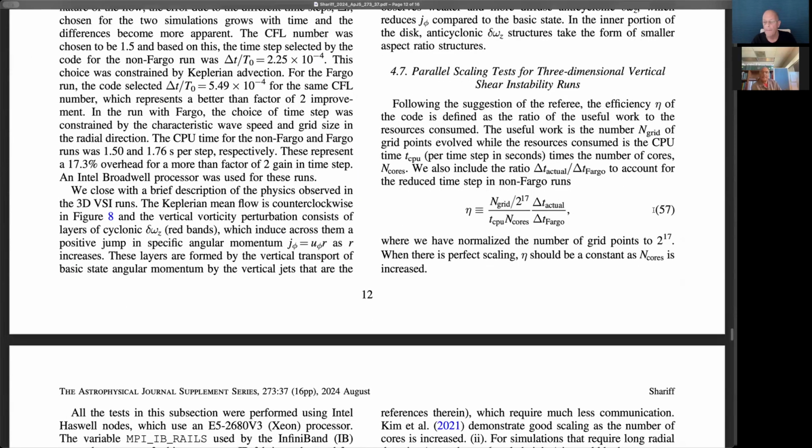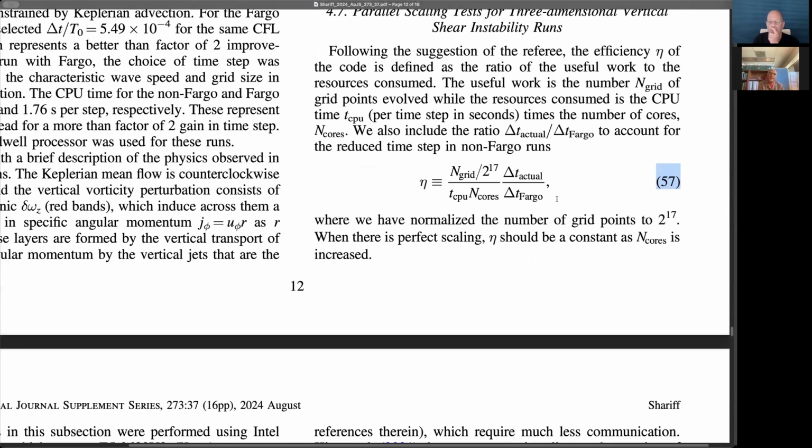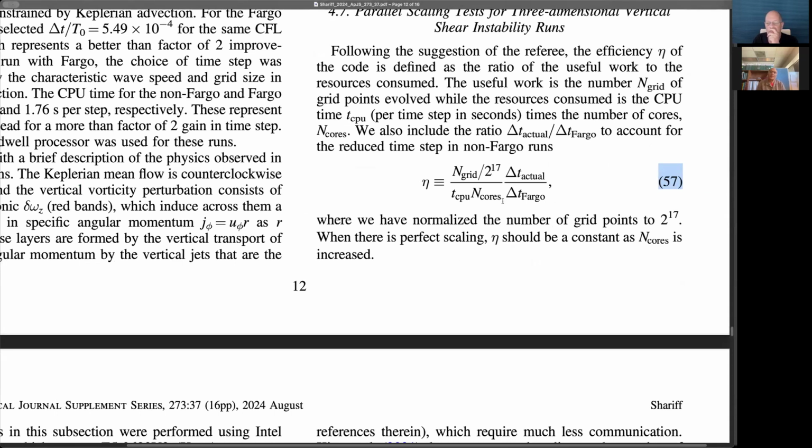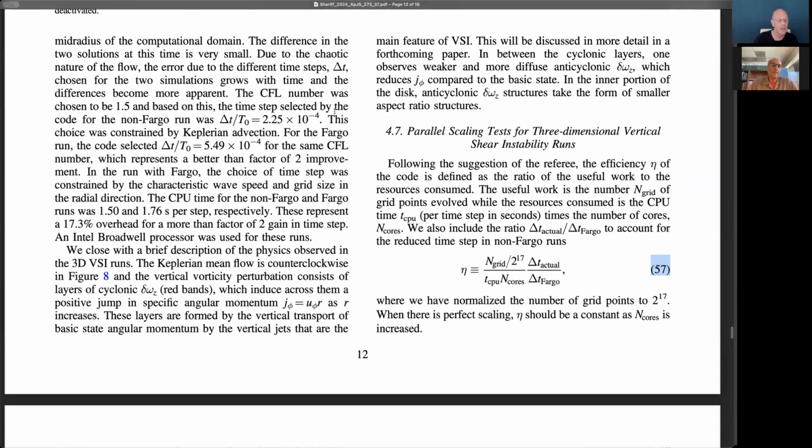So the efficiency is the number of grid points that you're evolving. And let's actually forget the time step factor for the moment. Let's assume that the actual time step is the same as the Fargo time step. So then in the numerator we just have the number of grid points normalized by 2 to the 7. And then in the denominator we have the resources we're expending to do the work. The resources is the wall clock time times the number of cores. That's how much the taxpayer is paying for this computer time. So that's what's being plotted on the y-axis. So then let's go back to here.